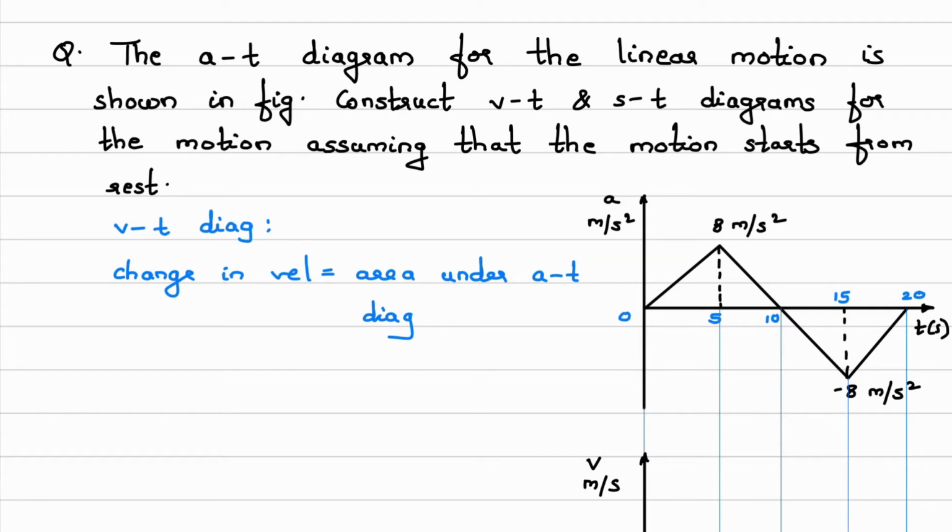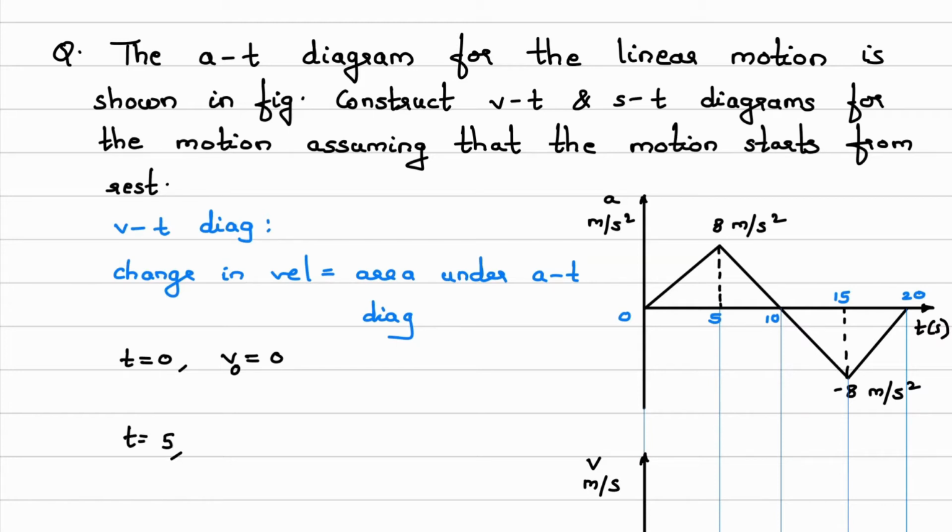Okay, now what is the velocity value at t equal to 0? That we will write down. So at t equal to 0, v is equal to 0. So v0 is 0.